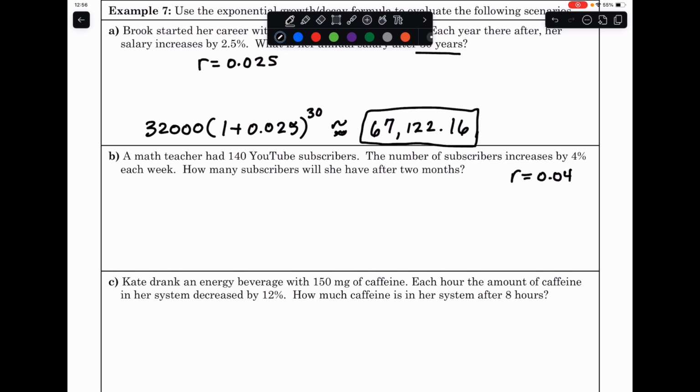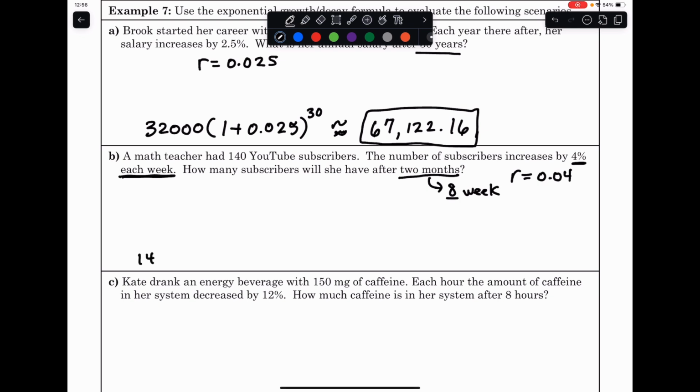Now, notice that the unit of time is measured in months, but her percent increase is measured in intervals of weeks. So all we have to do is simply convert this into weeks. Since 4 weeks make up a month, that would mean that 8 weeks would be 2 months. So we're going to use the number 8 for the value of t.